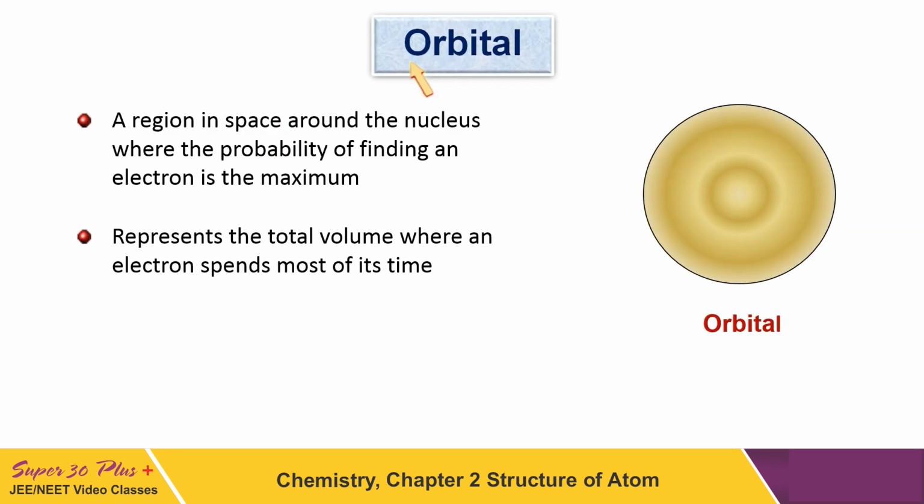Now at the last of this class, I'll tell you something about the orbitals. So what are orbitals? They are the region in space around the nucleus where the probability of finding electron is maximum. I told you orbitals are the places for which psi square is maximum. Definitely it is not 100%, as per Heisenberg, and it represents the total volume where an electron spends most of its time, because its finding probability is maximum.